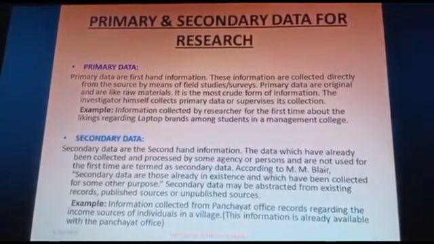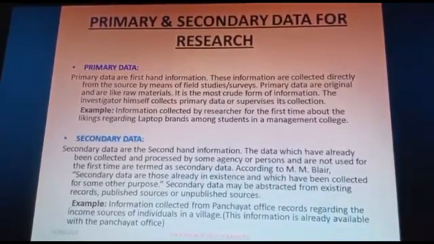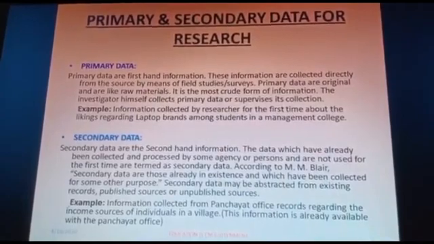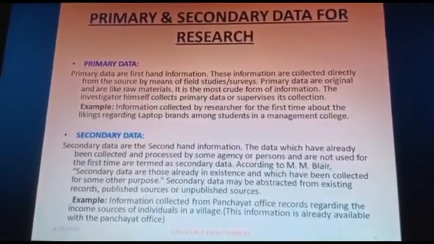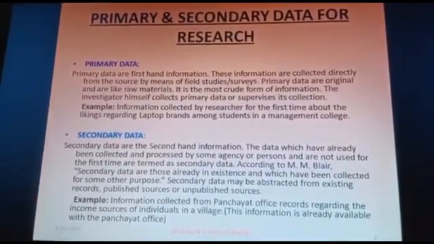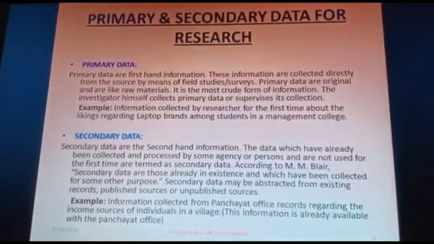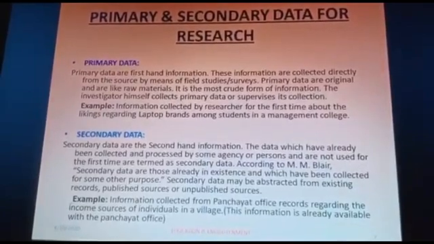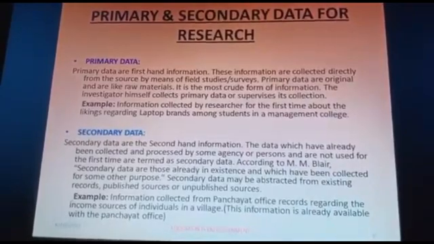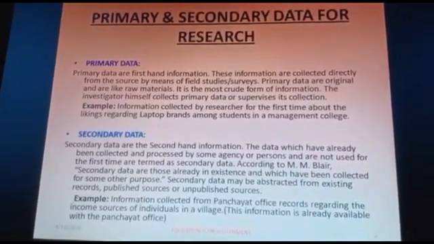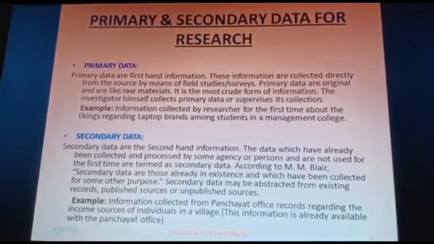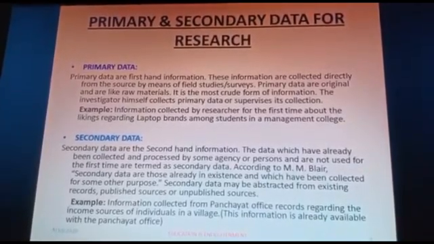For example, we can say that the information collected by a researcher for the first time about the likings of respondents regarding laptop brands among students in a management college is an example of primary data. This primary data can be collected by observation, by filling up of questionnaires, schedules. In other words, this is the data which the researcher finds out or collects himself or herself for the first time.